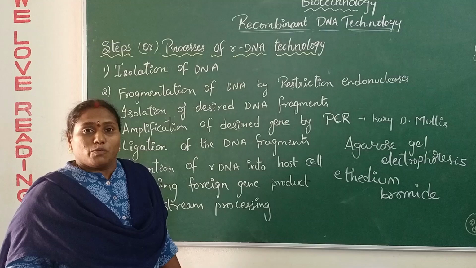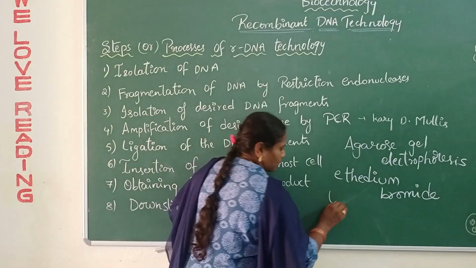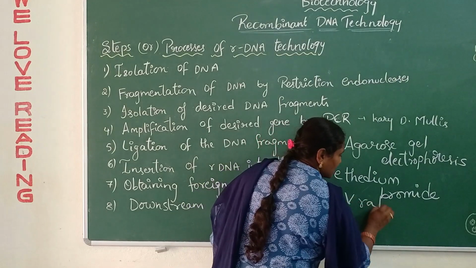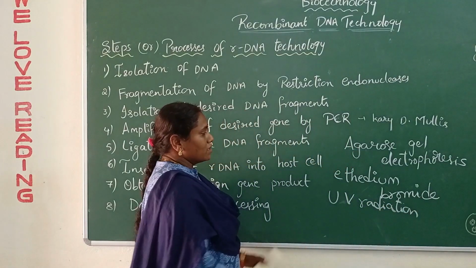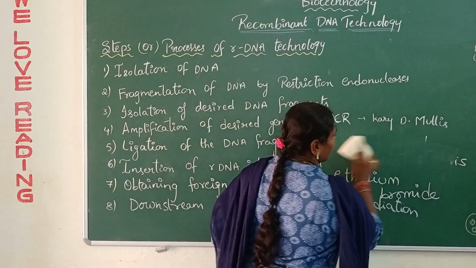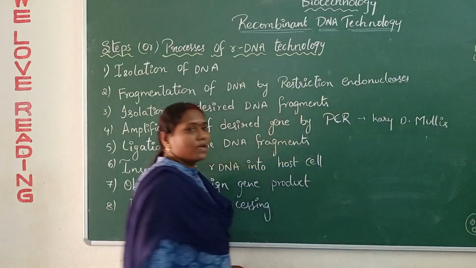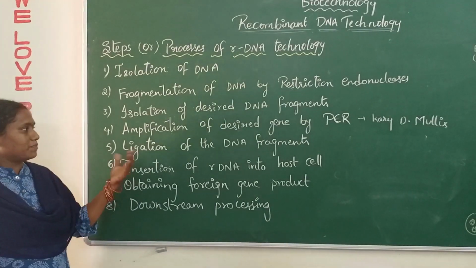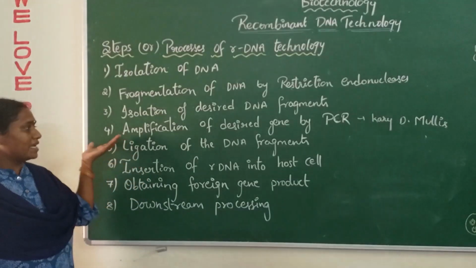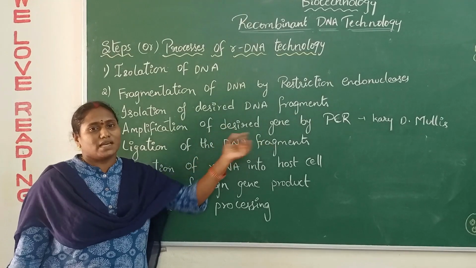Later on, we can identify the DNA fragments by observing under the UV radiation. This is also one more process to identify the DNA fragments. So isolation of DNA can be done by agarose gel electrophoresis, and to observe the DNA molecule, we can use ethidium bromide and also the UV radiation process. After that, the next step is amplification of the desired gene by using a PCR technique.